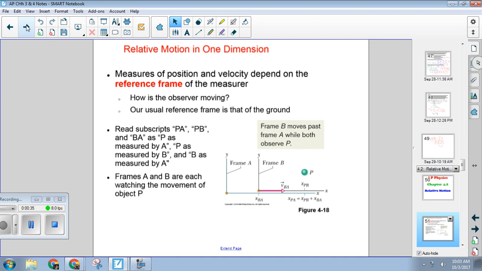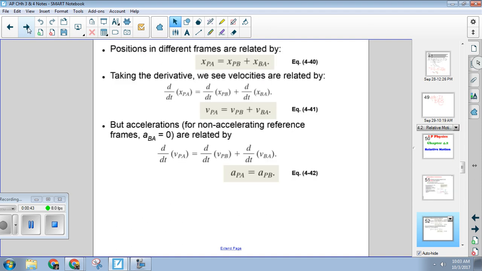I remember reading through all this. I need to rewrite this. I'm not super happy with this. So this is the stupid book explanation of what relative motion is. I think I'm going to give you a different explanation.